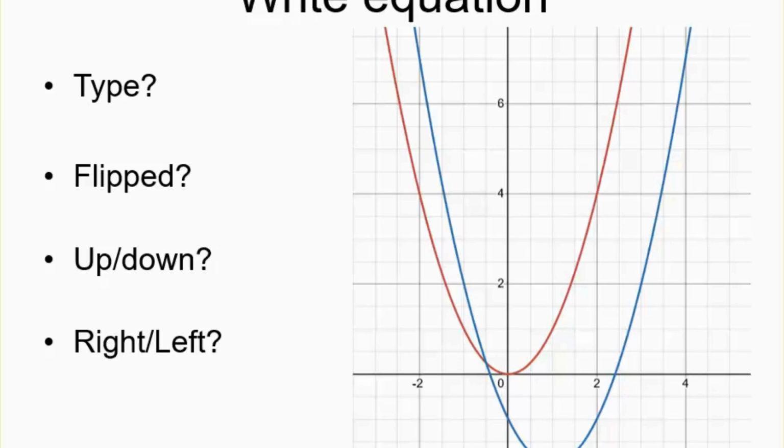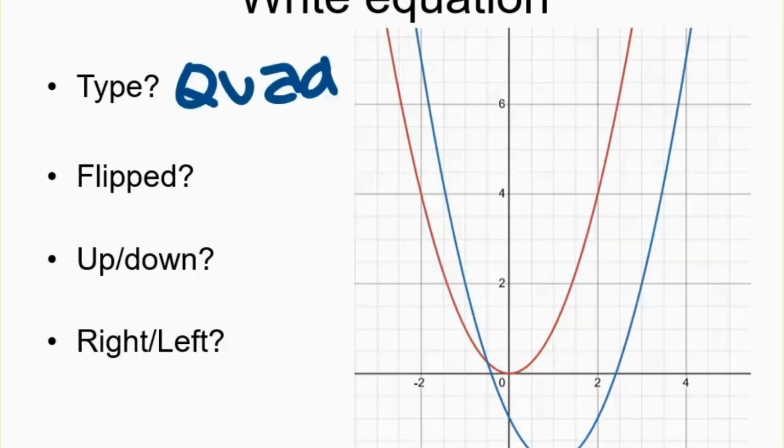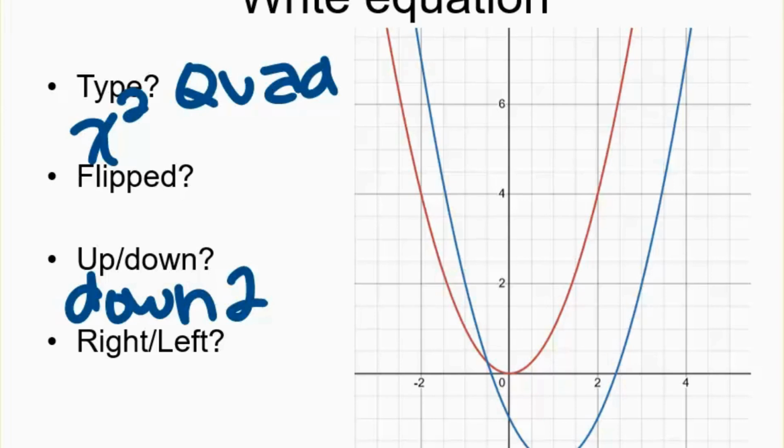Let's write the equation of this graph. So first off, looking at this picture, I can tell that this is a quadratic. The U shape tells me it's quadratic, so I know my parent function is going to be y equals x squared. That's graphed in red. The blue one has not been flipped, so it's not going to be a negative, but I can tell it's been moved. So first off, it's been moved down 2, and it's been moved right 1.